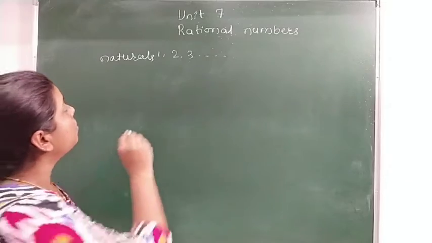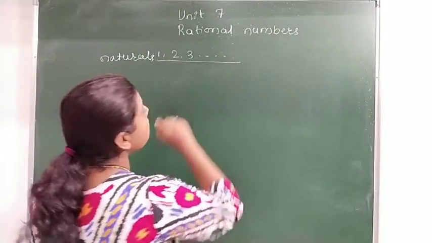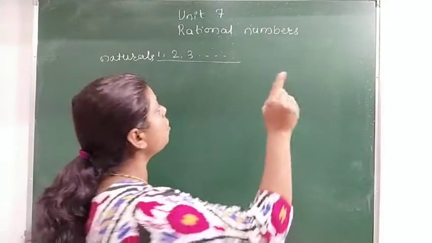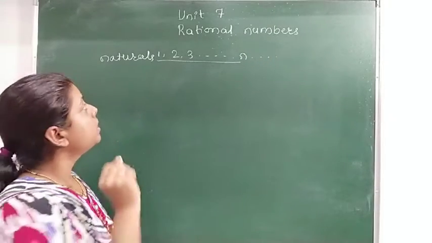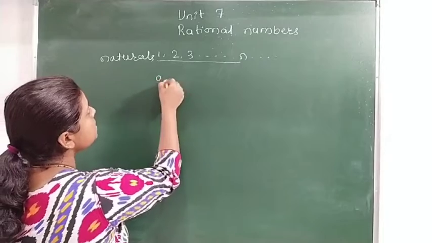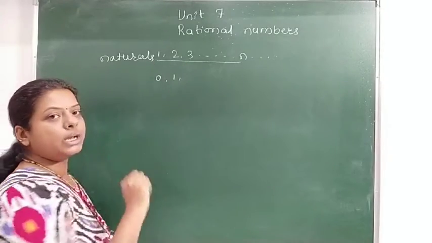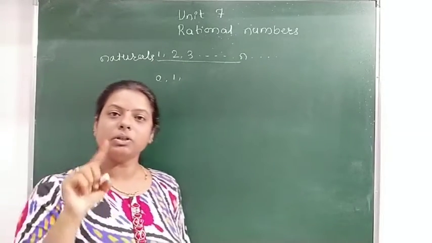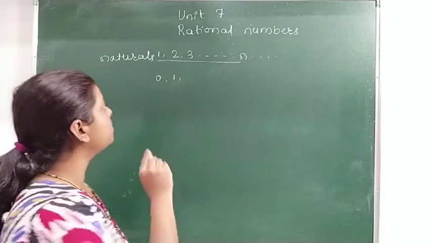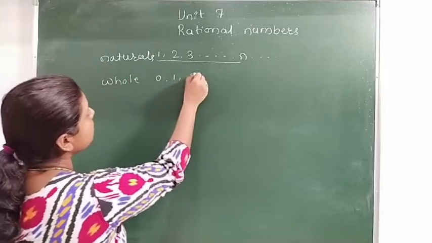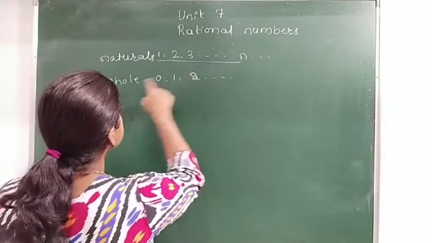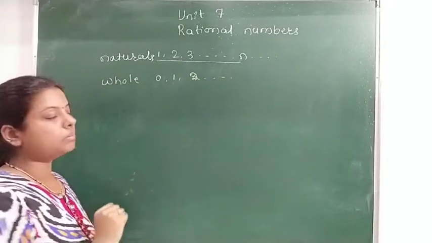Now the natural numbers start with 1, 2, 3 and so on up to n. That will continue. The numbers which start with 0, unlike the natural numbers which start with 1, 2, 3, the whole numbers start with 0, 1, 2, 3 like that. These we call whole numbers.